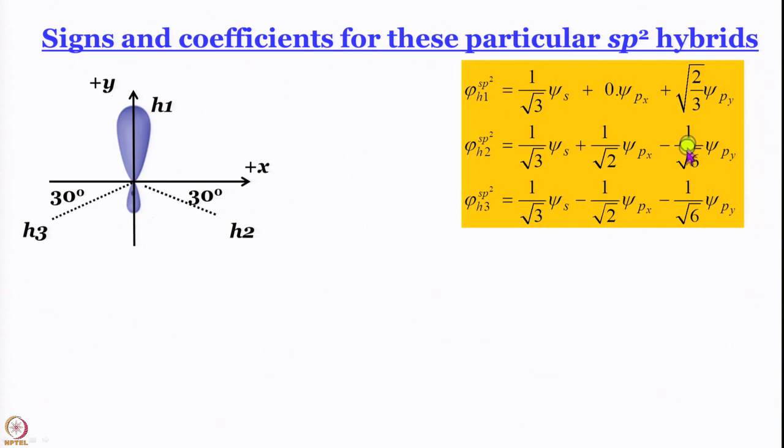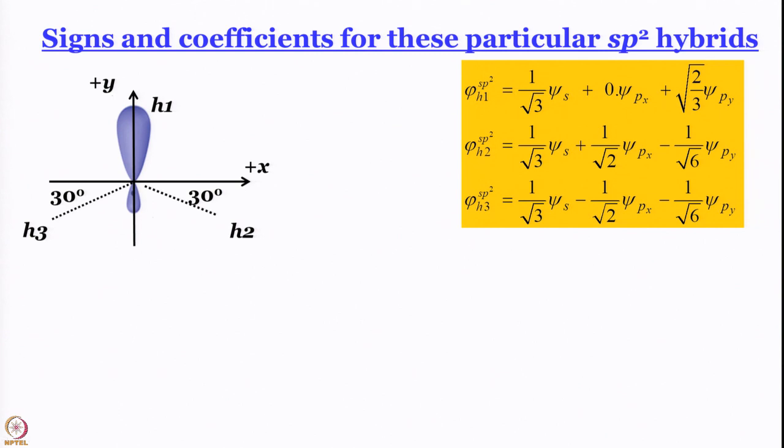Root 2 by 3 by root 3 is equal to again 1 by 3. So, plus 1 by 3, and here we are multiplying plus by minus, so it is minus 1 by 3, that is equal to 0. So, you please satisfy yourself that how many pairs can you take? 3C2, right? Factorial 3 by factorial 2, 3 pairs. All the 3 pairs of these hybrid orbitals, they are orthogonal to each other.